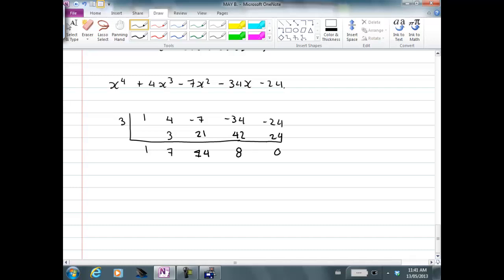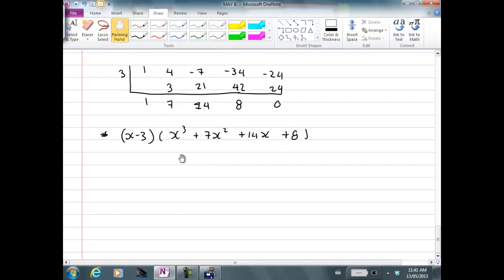Now, before I move on, I'm going to write down what I have so far. Notice I'm going to write this down. x minus 3 is a factor. That's my original one. Then I'm going to write in this one: x cubed plus 7x squared plus 14x plus 8. Now, some of you got to here, and you're stuck. To factor this, we start the process all over again.